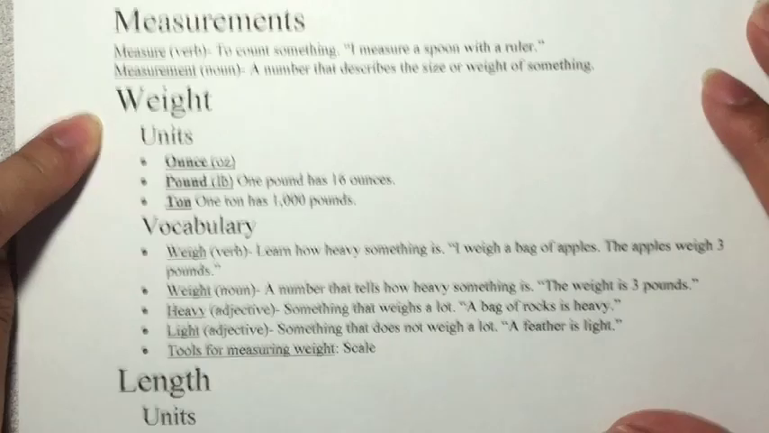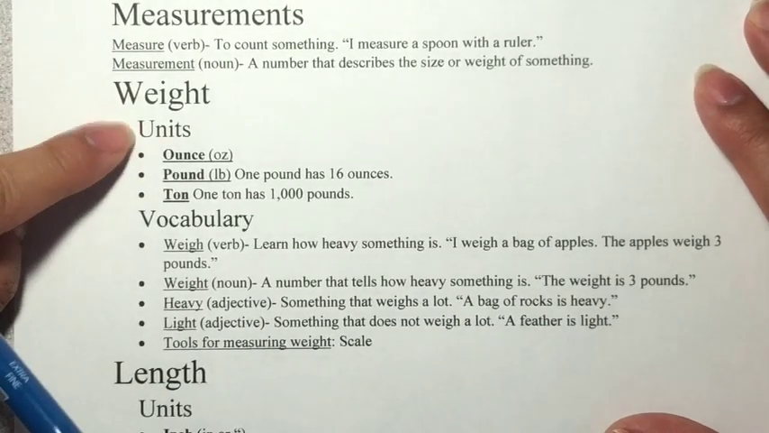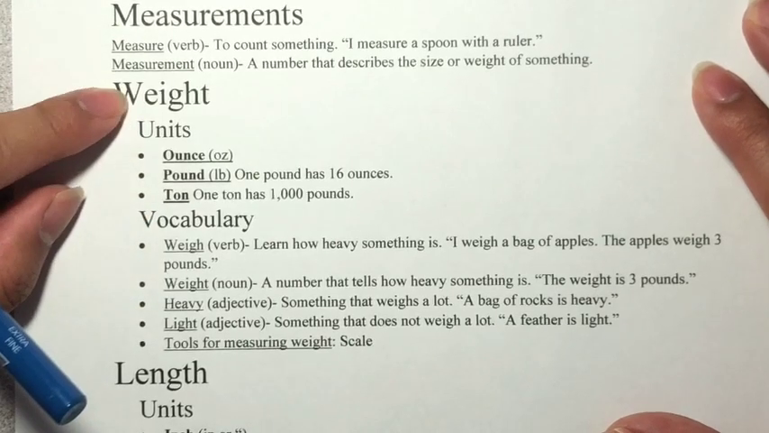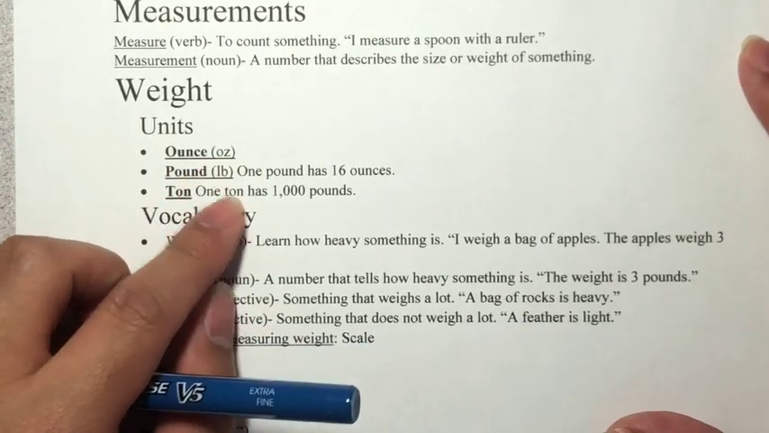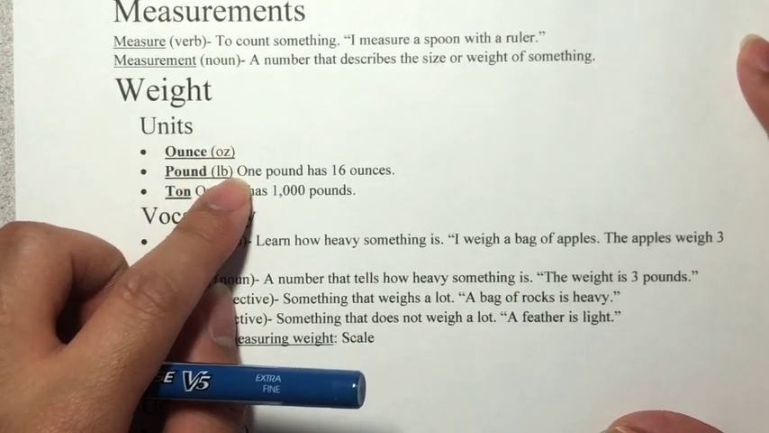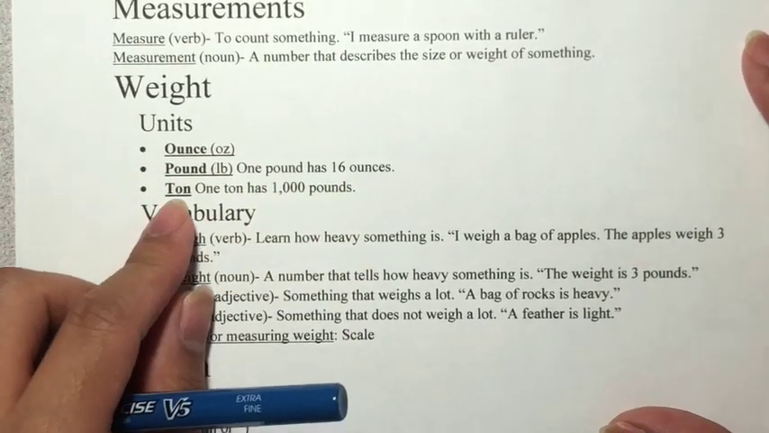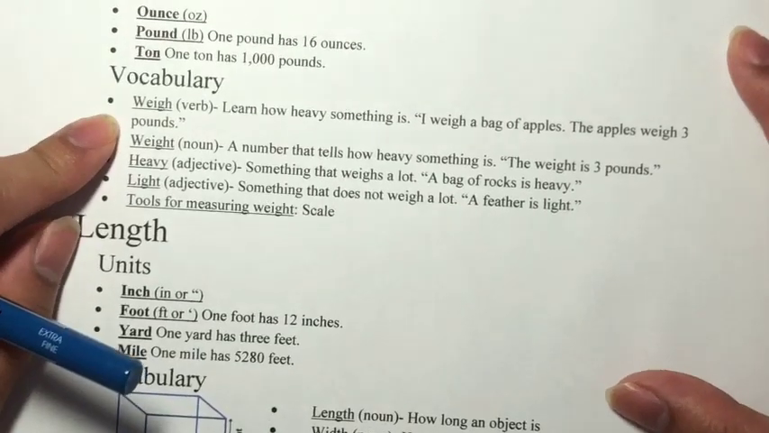First, we have weight. These are the units for weight. These are called units. Ounces, pounds, and tons are units of weight. So ounces, we can write ounces as OZ. We can write pounds as LB. And in 1 pound, there are 16 ounces. In 1 ton, there are 1,000 pounds. Let's look at some vocabulary.